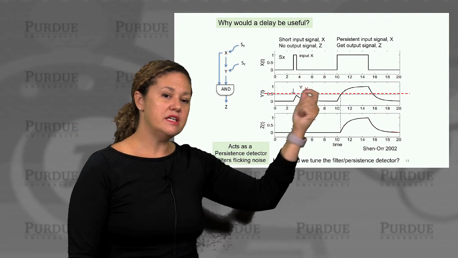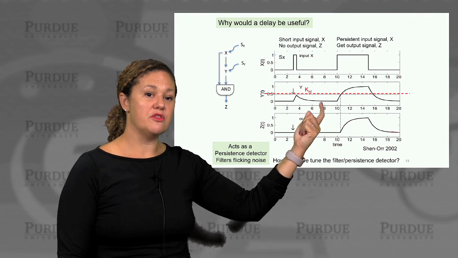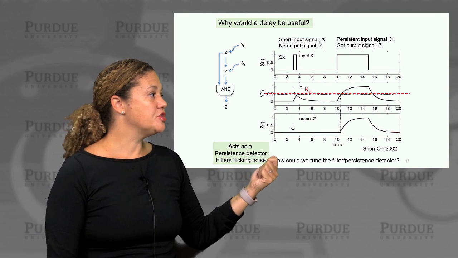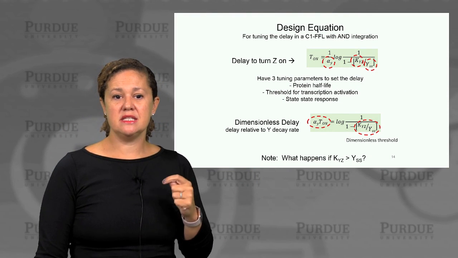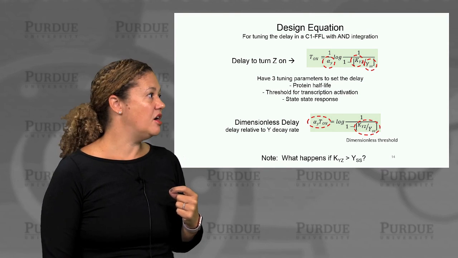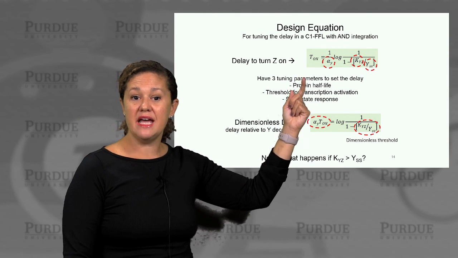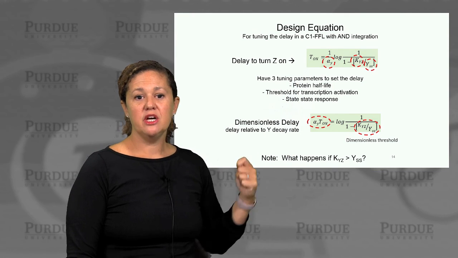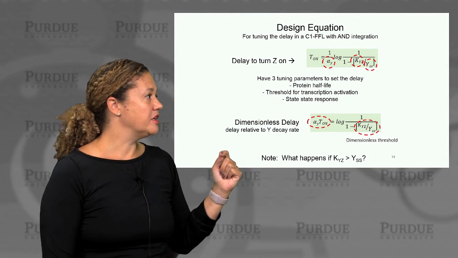Determining how long it needs to be on is relative to whether or not we reach our threshold. So we can tune this delay now, and therefore tune our filter. So let's take a look at the design equation. Let's go back to our equation for T on. And this is really now for tuning our delay. T on is our delay. So this becomes our design equation for how we would tune that persistence detector or filter.